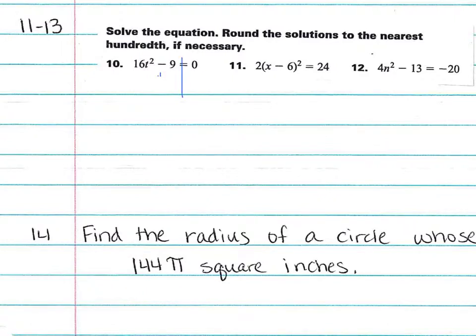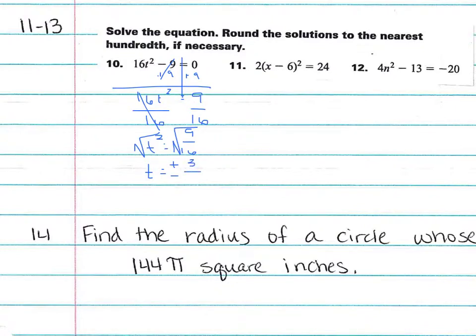I'm going to start by adding 9 to both sides, which is going to leave me with 16t squared equals 9. Then I will divide both sides by 16. 16's cancel out. T squared equals 9 over 16. And then to take the square root of both sides on a fraction like this is actually pretty simple. You're just going to take the square root of the top and the bottom. And this is going to be a plus or minus. The square root of 9 is 3, and the square root of 16 is 4. So your two answers are positive 3/4 and negative 3/4.